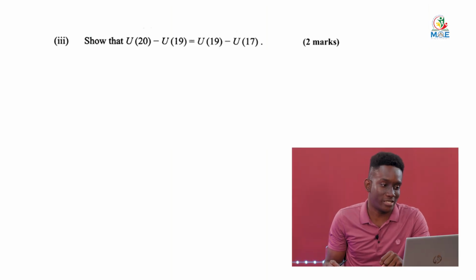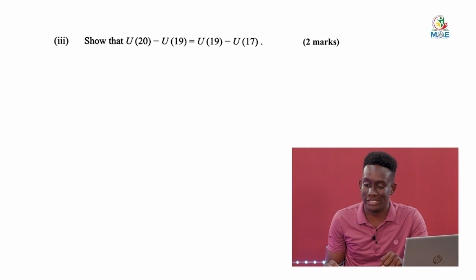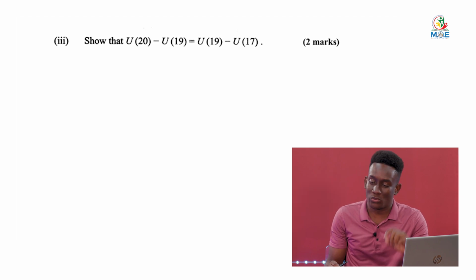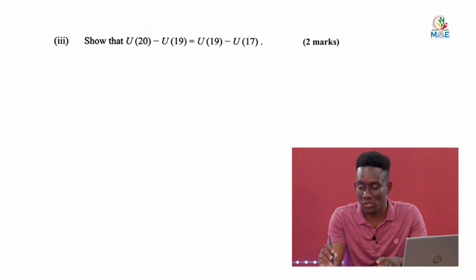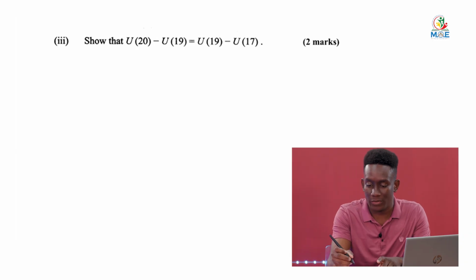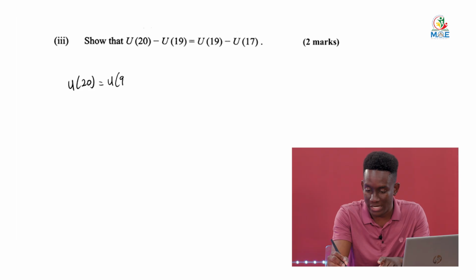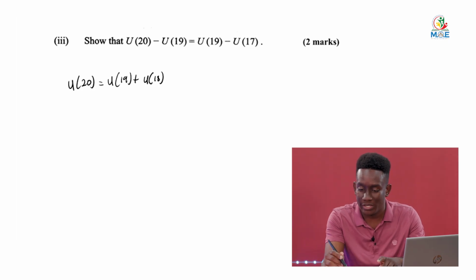says, show that u20 minus u19 is equal to u19 minus u17. So we want to show that one side is equal to the other side. So here's the thing. We have u20 on one side. To get u20, that is simply u19 plus u18. So we have u20 is equal to u19 plus u18.